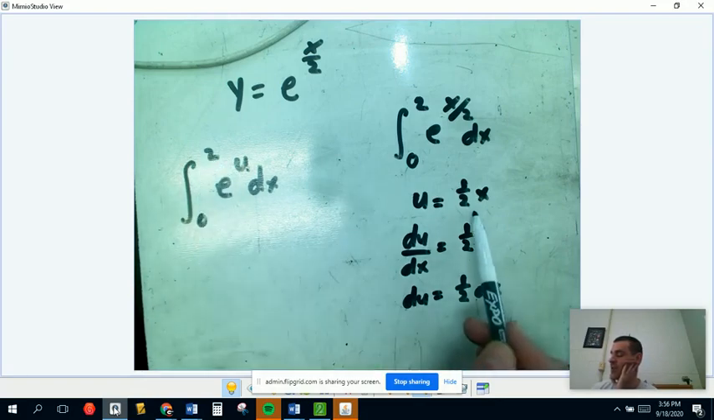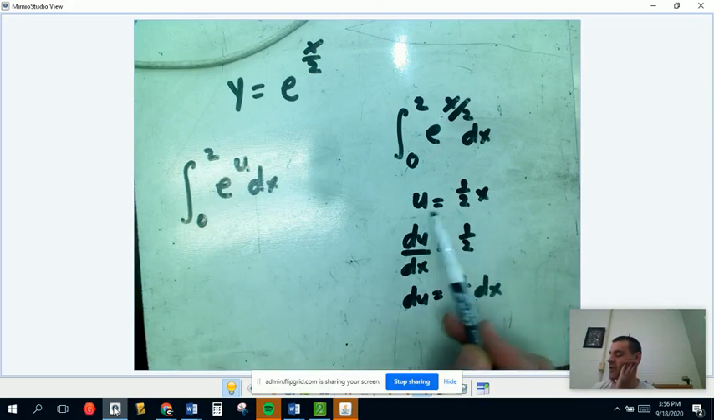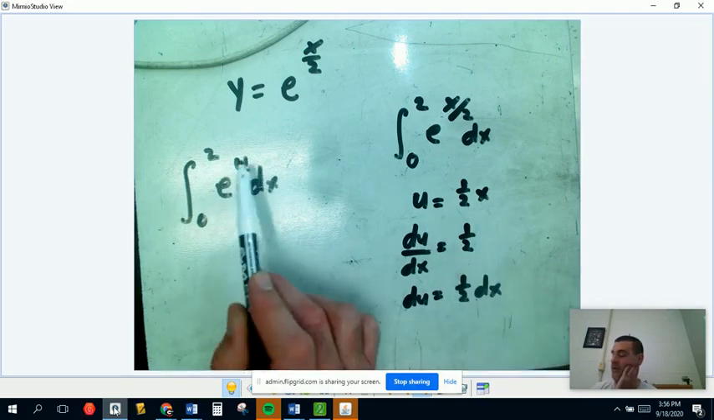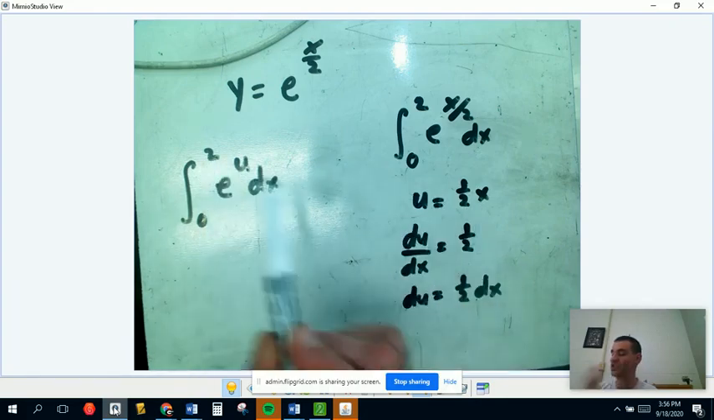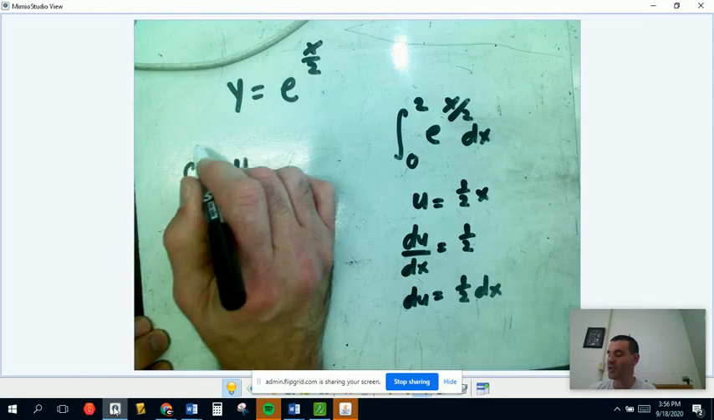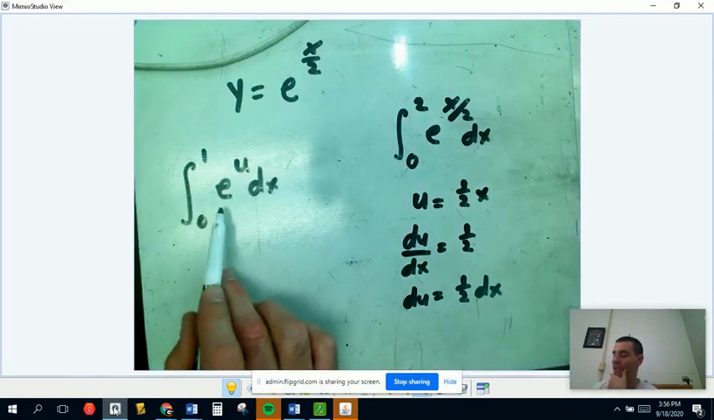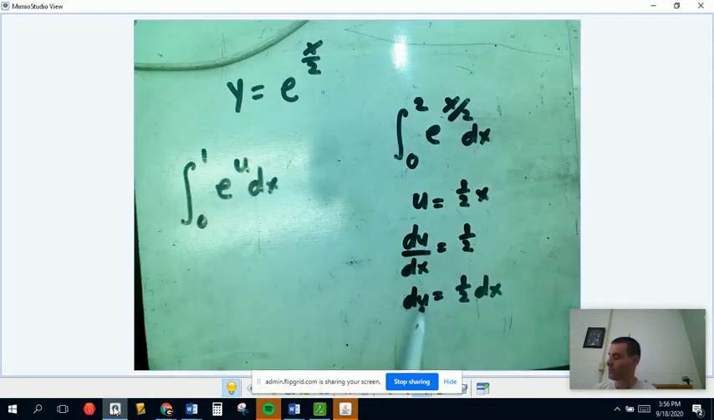by just putting them in here. So if I put this x limit into this, u equals 1/2 times 0. That's still 0. But if I put this x value 2 into this, 1/2 times 2, it makes u value 1. Okay, so I'm going to change that to a 1. And we can't have a u and an x there, so let's fix this.